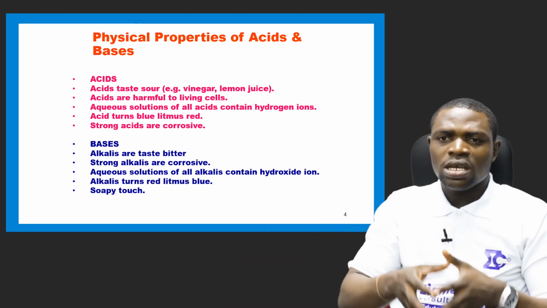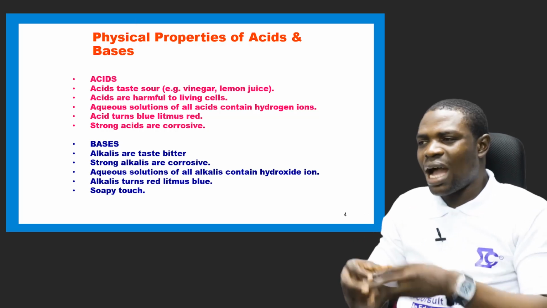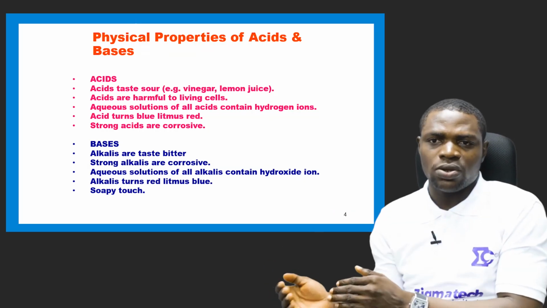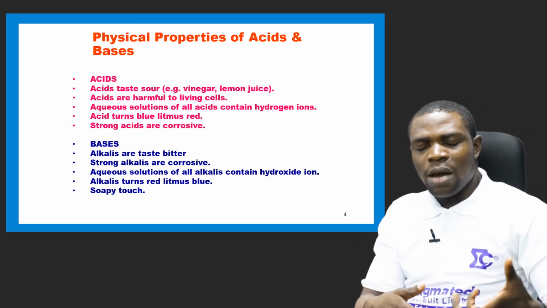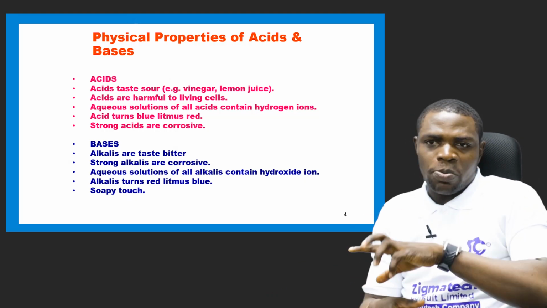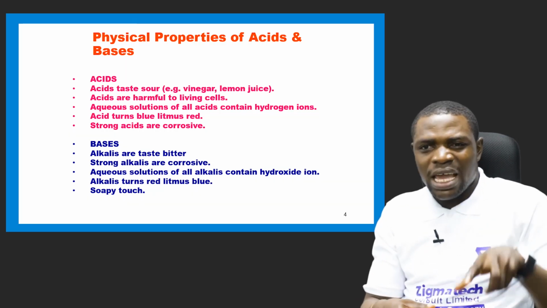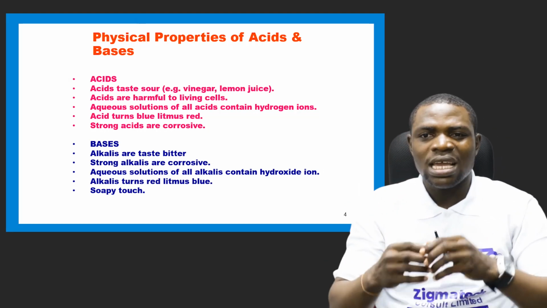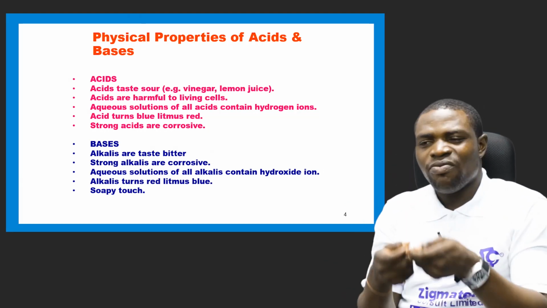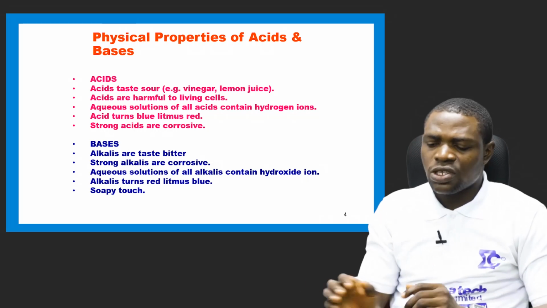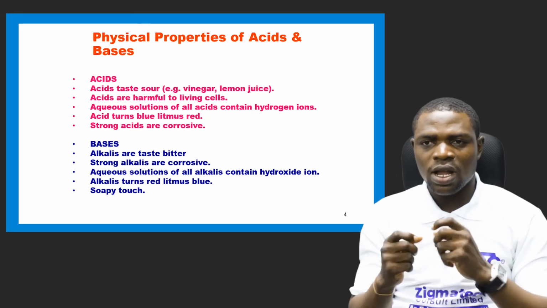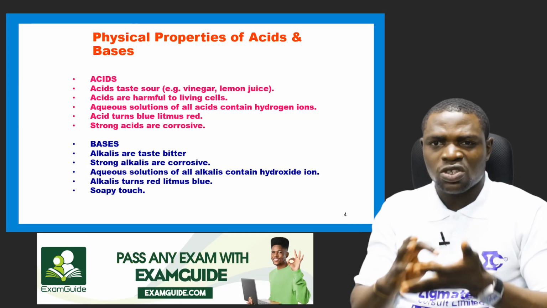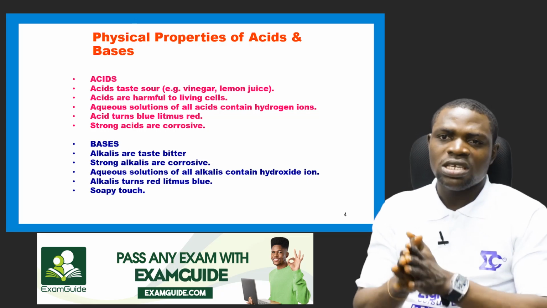In the same vein, aqueous bases also contain hydroxide ion, OH minus. Then instead of a base turning blue litmus paper red, a base actually turns red litmus paper blue. And if you look at bases, naturally they have a soapy, slippery touch. That is one of the properties you can use to distinguish between acid and base. Anything that feels slippery and soapy is not an acid, it is a base.